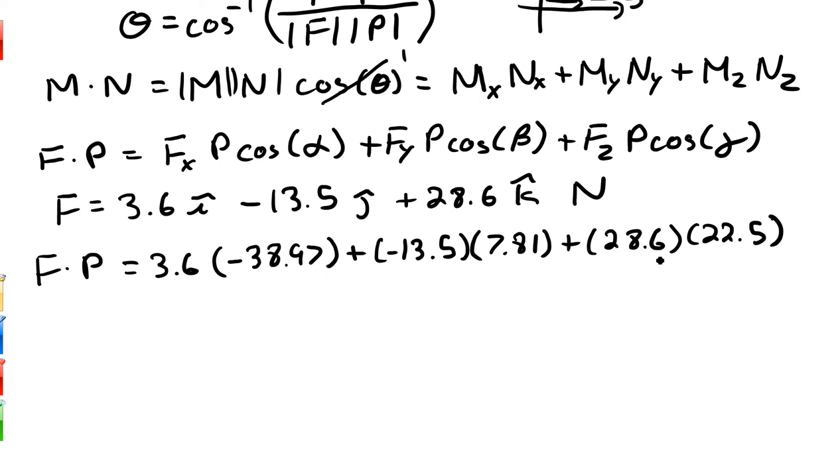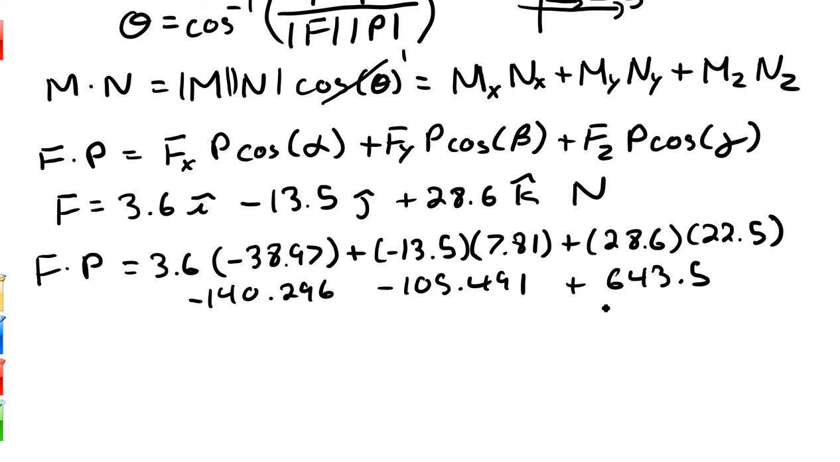And when you do all the math out here, you can see that this last term is going to be the dominating one. Even though these two are negative, this is going to dominate it and make it a positive. So this is negative 140.296. This becomes a negative 105.491. And this is a positive 643.5. And this just equals 398.